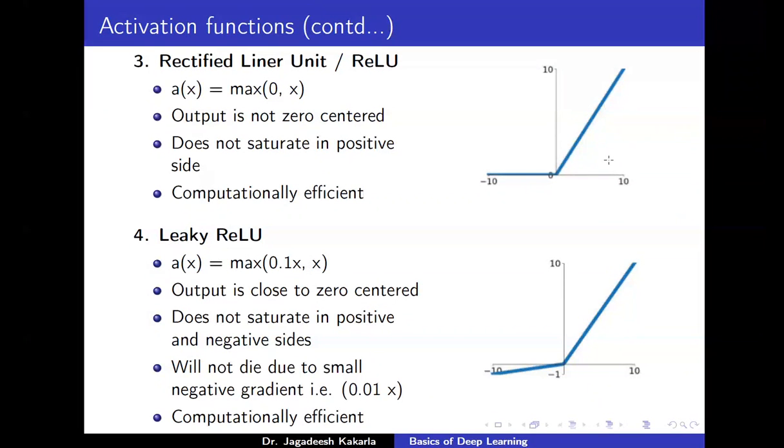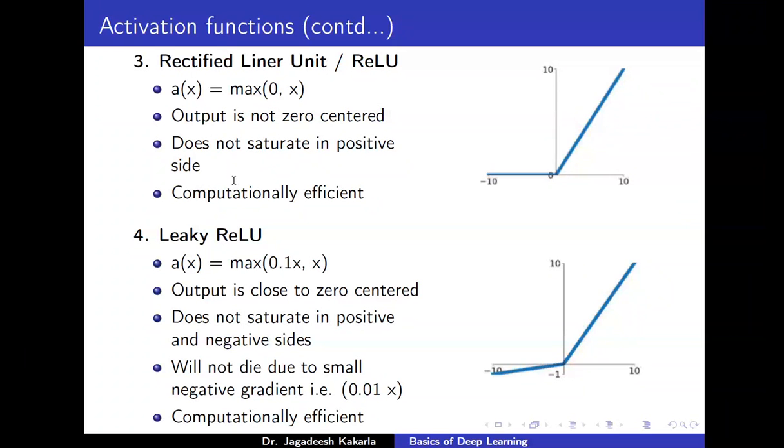Can you tell me one thing? It is saturating towards the negative side. If it is minus 10, minus 20, all these things, it produces 0. But if it is a positive value, if it is 20, it will produce the value 20 here. So in the positive direction, it is not saturated. It does not saturate on the positive side and it is computationally efficient, meaning it takes less time because you need to apply only the max function.